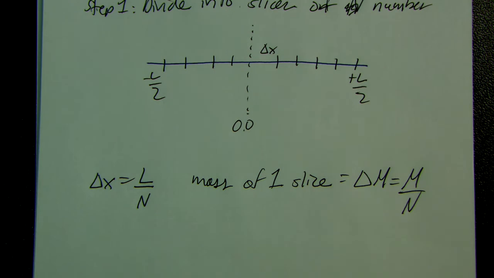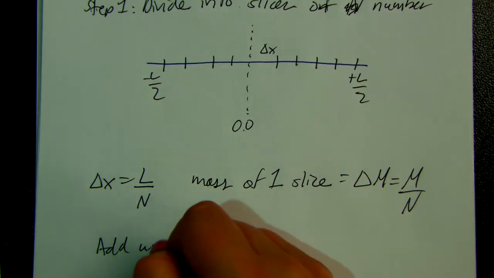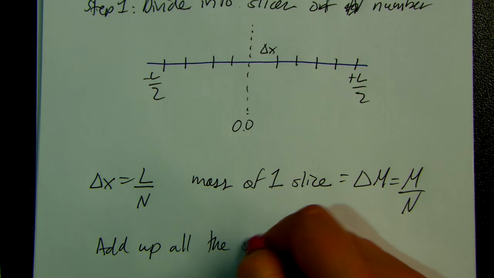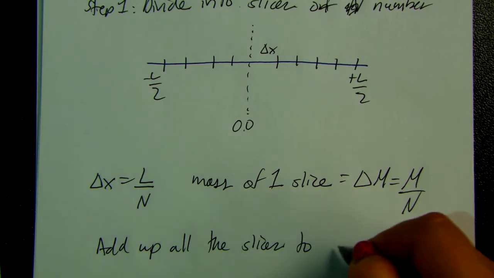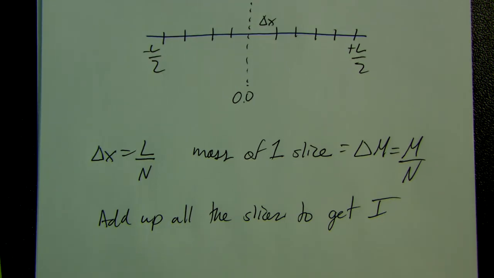Okay. So now we're just setting it up to do this sum. And we want to add up all the slices to get I. Okay, so let's start with one slice.